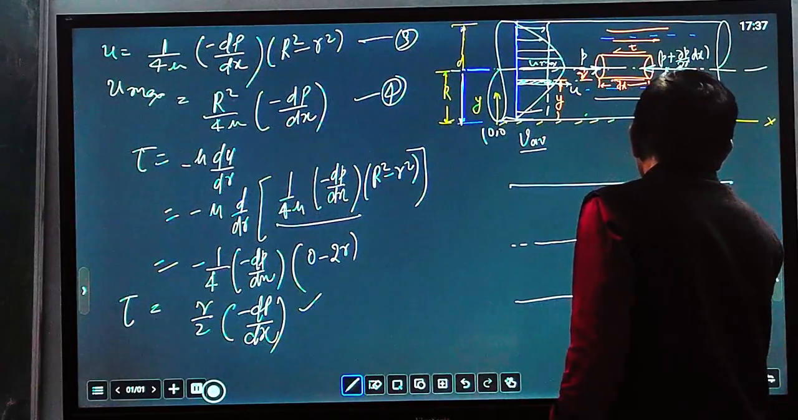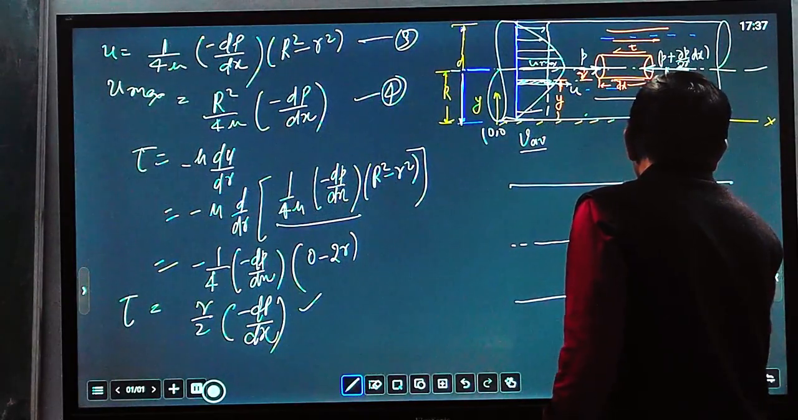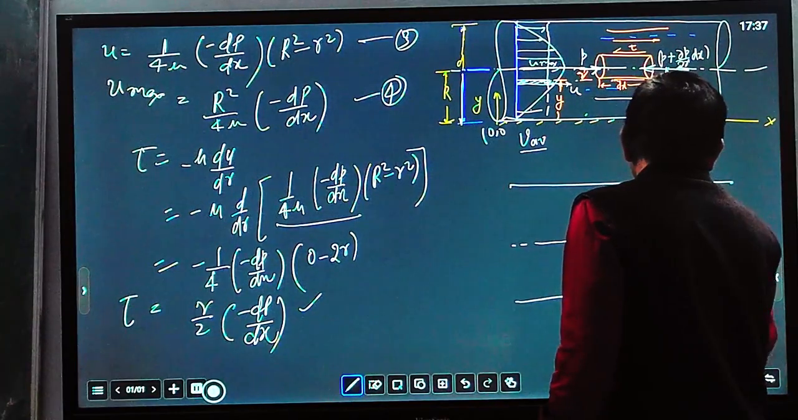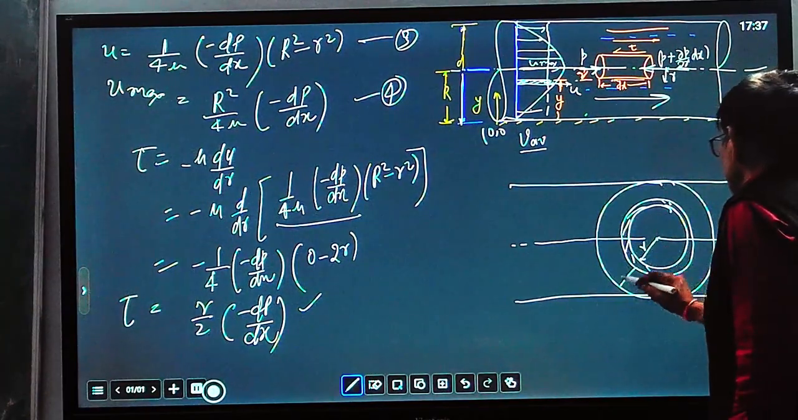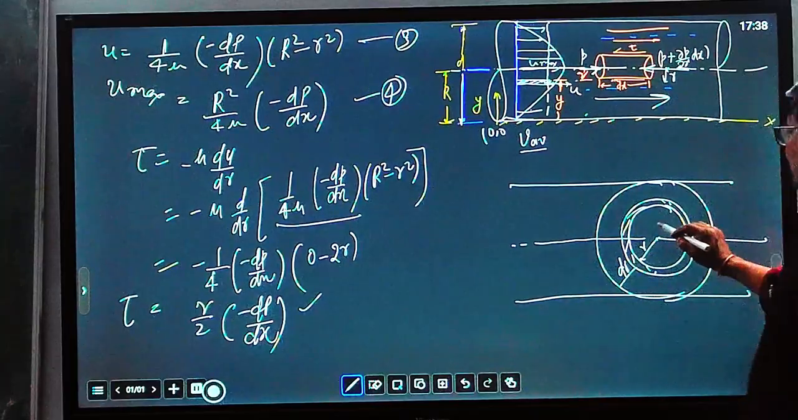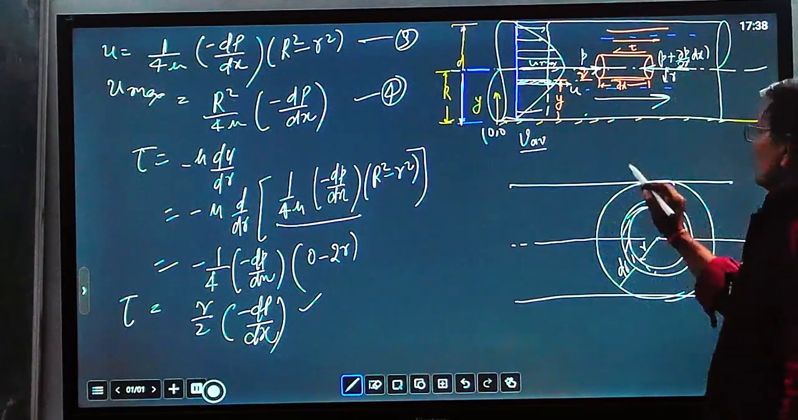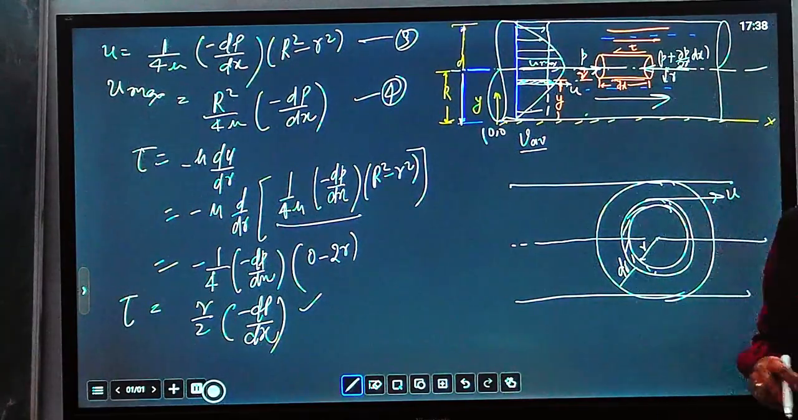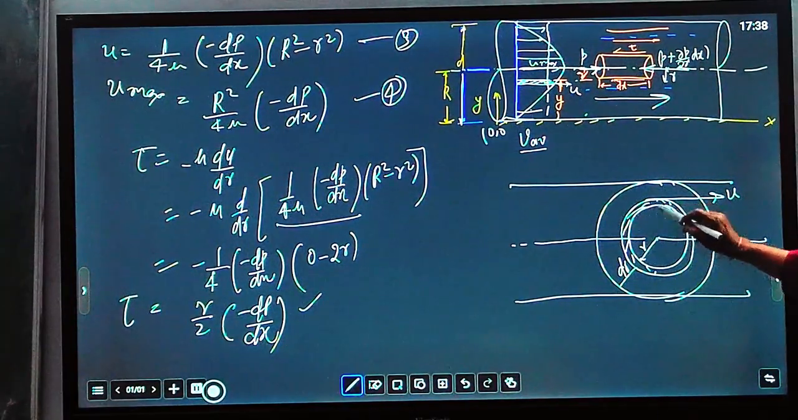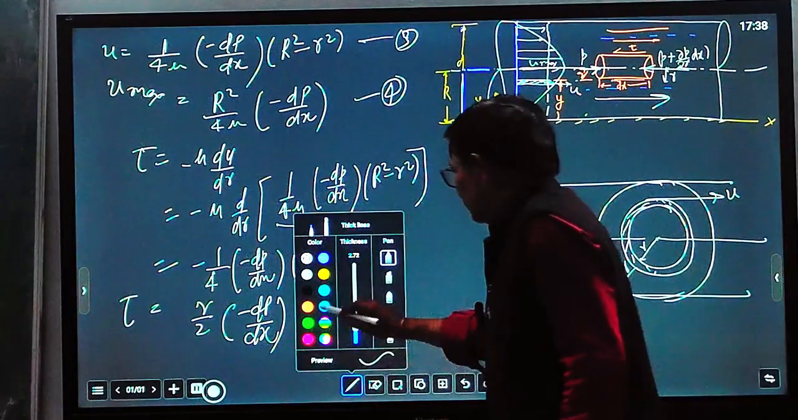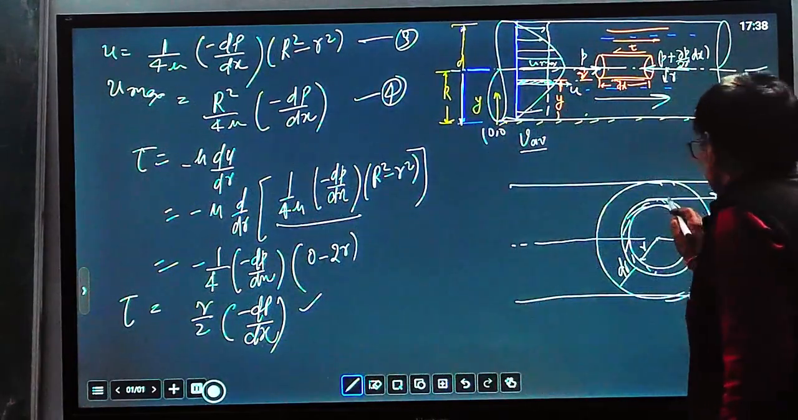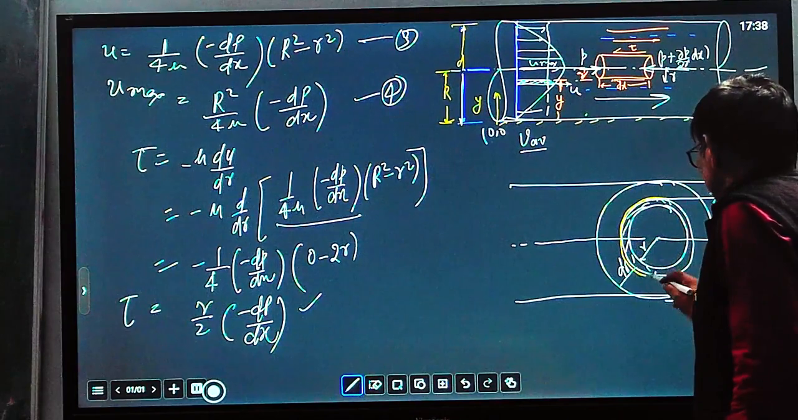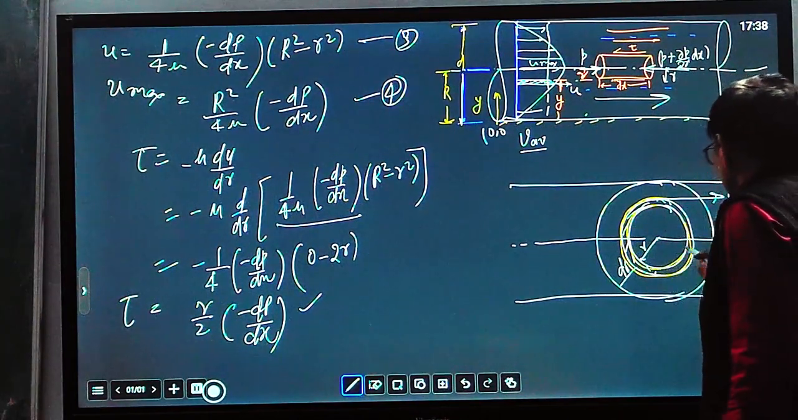At radius r, take a small strip. This is a small strip at radius r and thickness dr. At this point, velocity is u. So what is the discharge taking place from this radius? How much discharge is occurring from this small strip area?